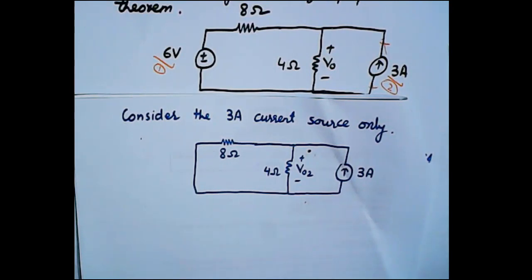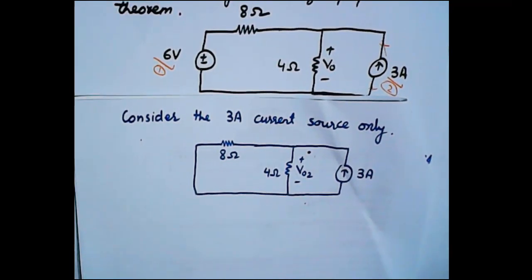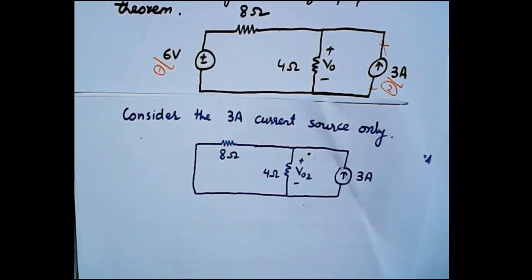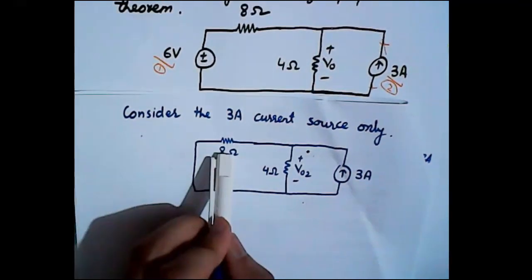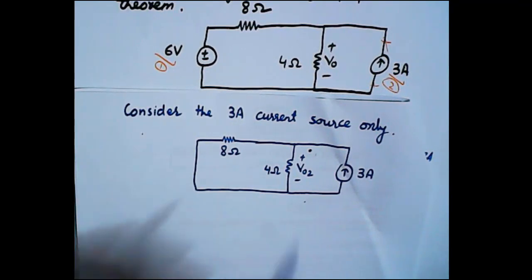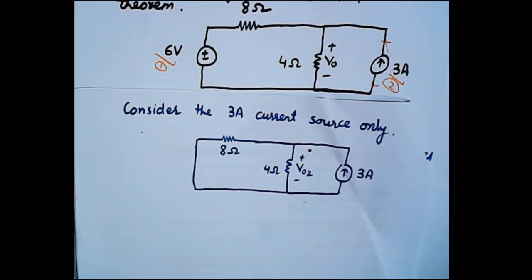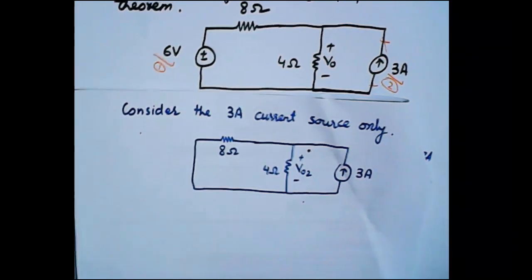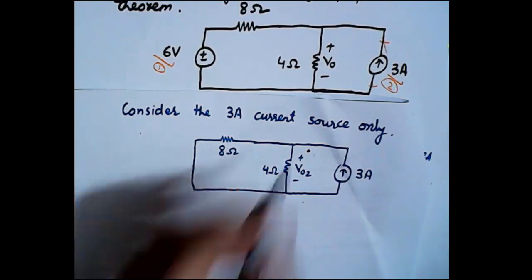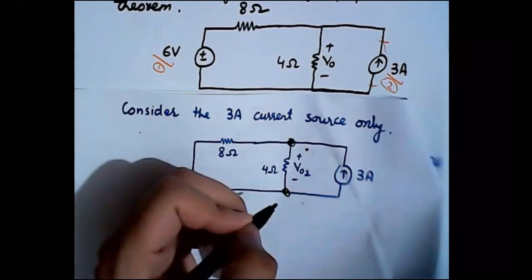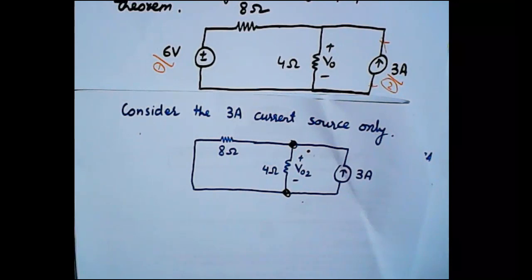Now again, we need to find a suitable circuit analysis technique by which we can find V2. There are different methods. The method that we will apply is this: we can see that the 4 ohm and 8 ohm resistances are now in parallel. Why are they in parallel? They have two nodes in common. Which two nodes? This is the first common node and this is the second common node. So these two nodes are common between the 8 ohm and 4 ohm resistances, thus making them parallel to each other.